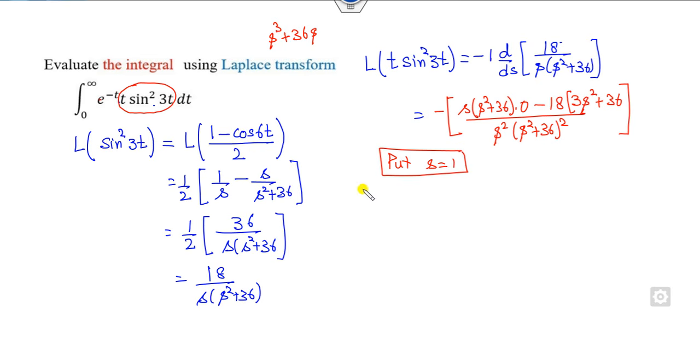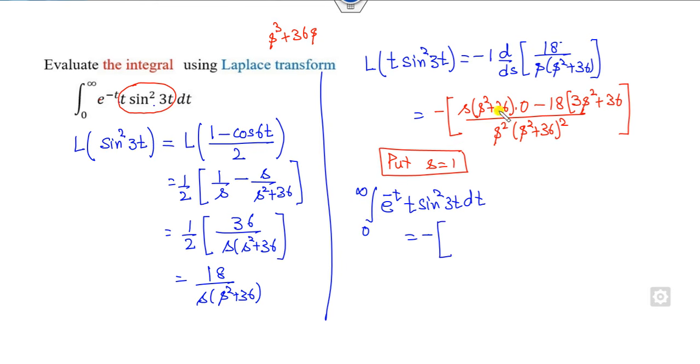So what is the left hand side? It is integral 0 to infinity e raised to power minus t sine square 3t dt. So I can substitute s is 1. So it is minus, this is a 0. I can substitute s is 1, it's 18 into 39 divided by s is 1, it is 37 square. So your answer will be 18 multiplied by 39 divided by 37 whole square is the right answer.